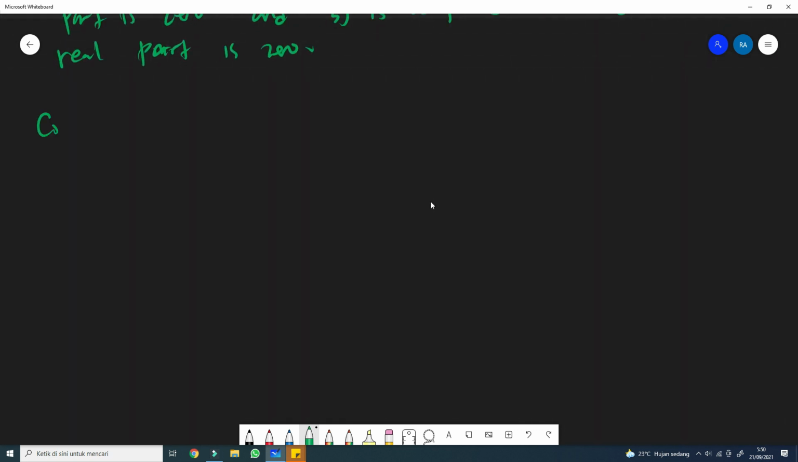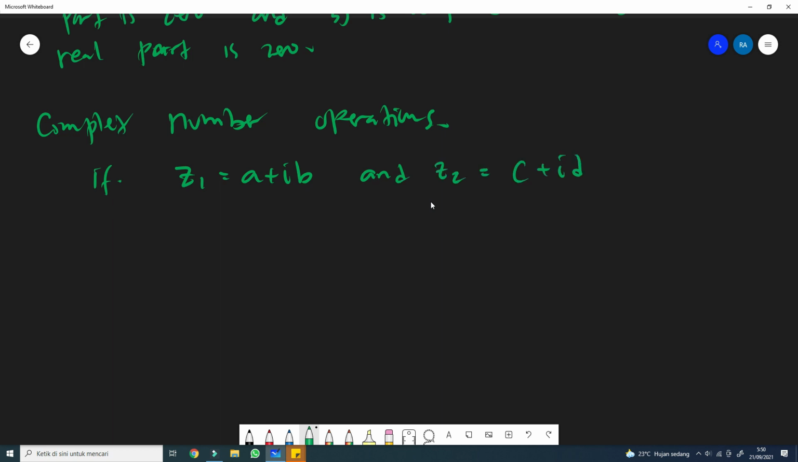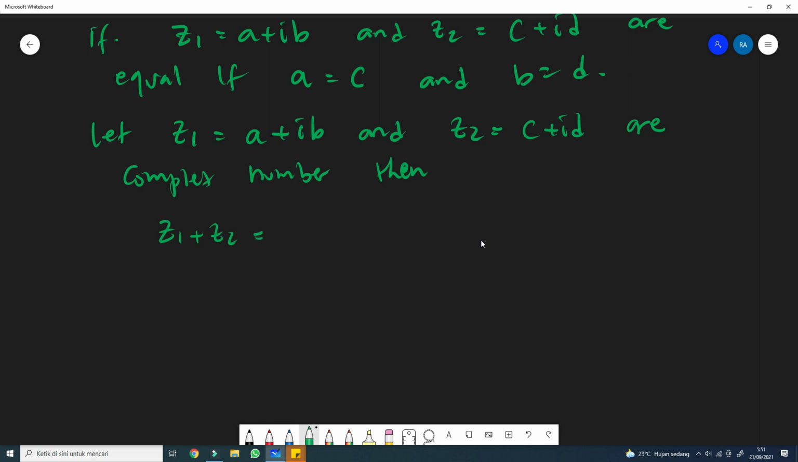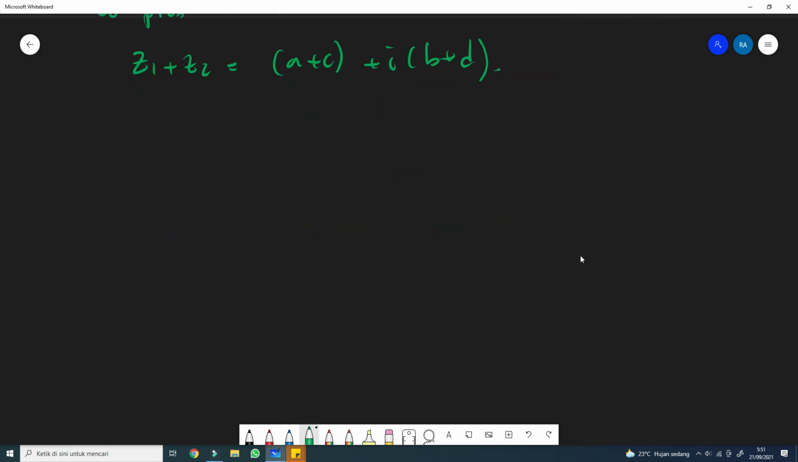So, we must remember, two complex numbers z1 equals a plus ib and z2 equals c plus id are said to be equal if a equals c and b equals d. And let z1 equals a plus ib and z2 equals c plus id be two complex numbers. Then z1 plus z2 is equal to a plus c plus i times b plus d.